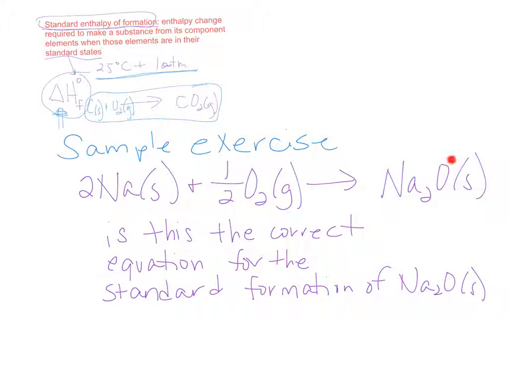Well, the standard formation equation for sodium oxide has to be written as if it's made from sodium and from oxygen, and they both have to be the way they would be at 25 degrees Celsius and 1 atmosphere. Here we have sodium as a solid, so all metals are solids except for mercury at room temperature and 1 atmosphere. So sodium would be a solid in its standard state. So this is the correct way to write it.